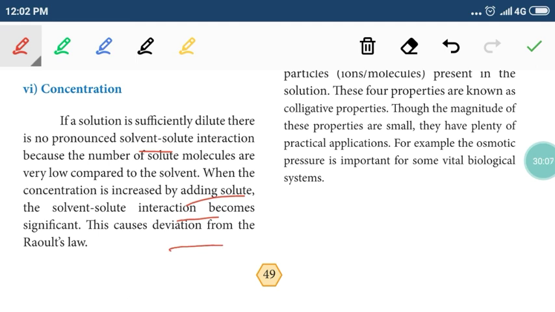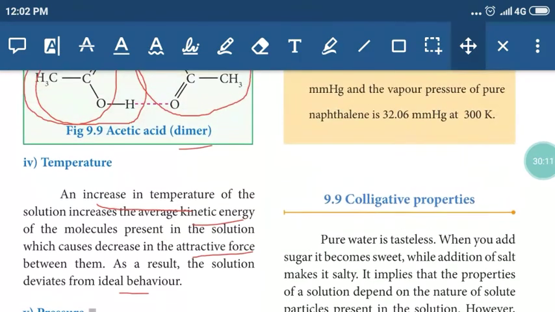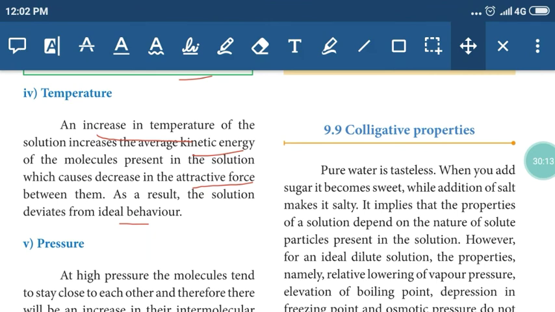So these are all the factors. With this we complete ideal and non-ideal solutions. These are the factors which affect ideal behavior.